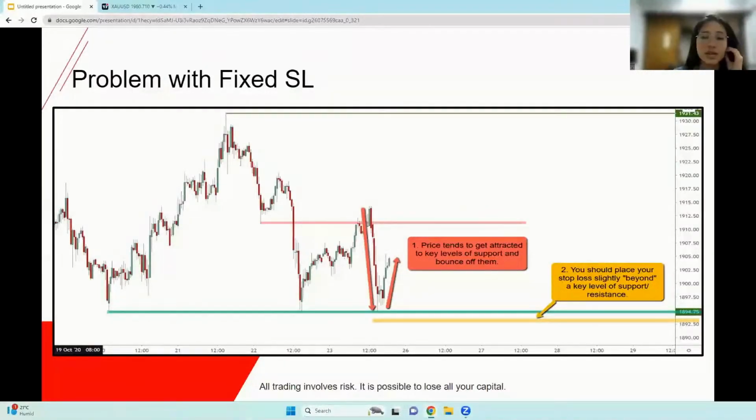So what we should have done instead was to place our stop loss slightly beyond the key level of support or resistance so that we are not stopped out at the support, since price tends to be attracted to key levels of support and bounces off of them.